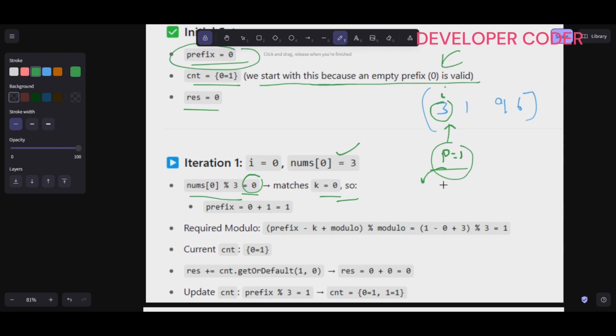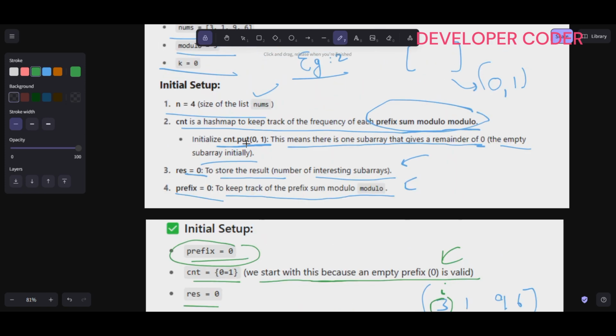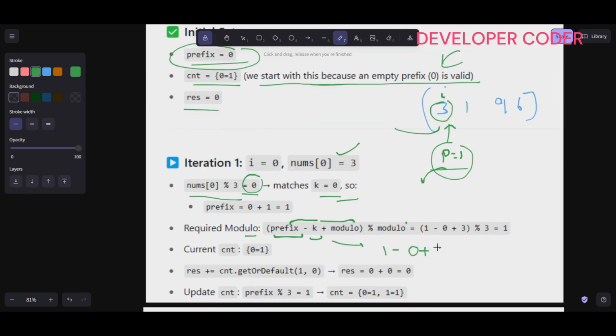So required modulo, I'm going to write it like this: prefix minus k, previous to this, so I'm not going to count this. Prefix minus k plus modulo, so that we don't get a negative value. So prefix is 1. From this one I am subtracting 0 plus the modulo value, which is 3. 1 minus 0 plus 3, and then again modulo 3, I will get 1. So the required modulo is 1, the required modulo that we want to find.